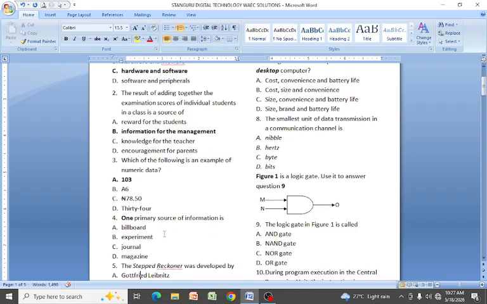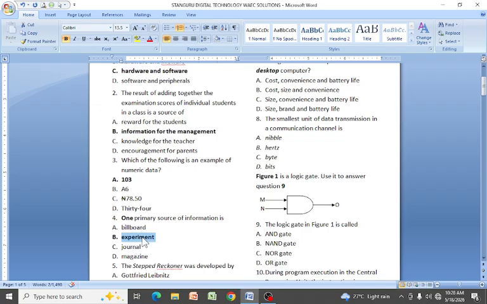A. Billboard, B. Experiment, C. Journal, D. Magazine. The correct answer is B, Experiment. I will tell you why B is the correct answer. What is an experiment? An experiment produces original first-hand data, because we observe to get it.